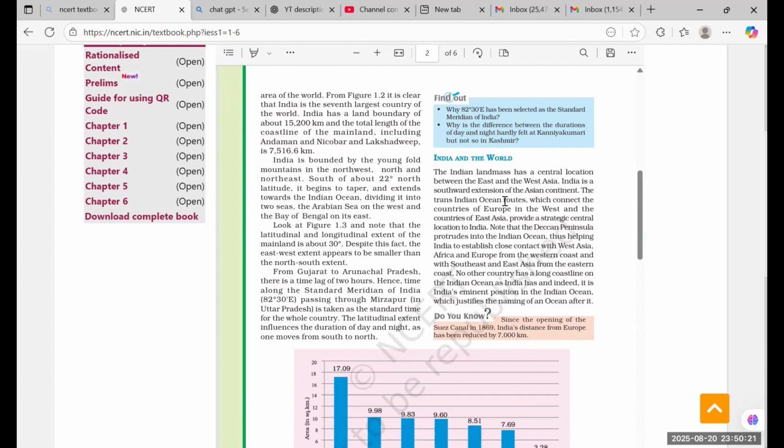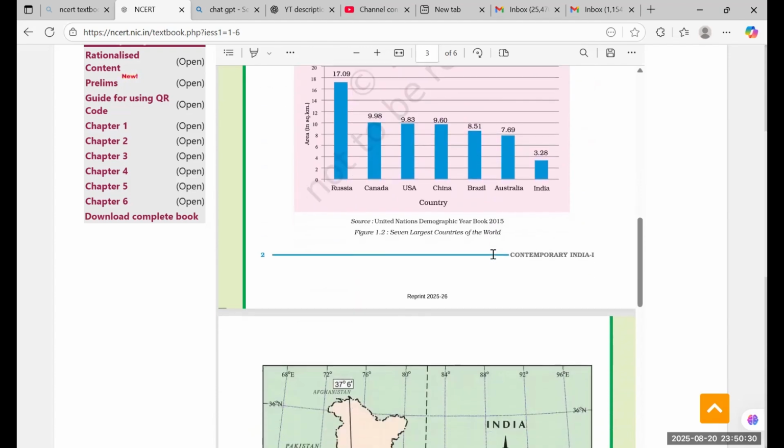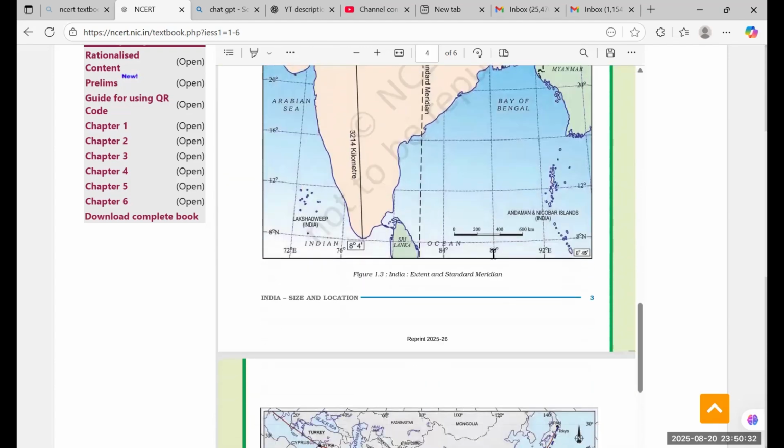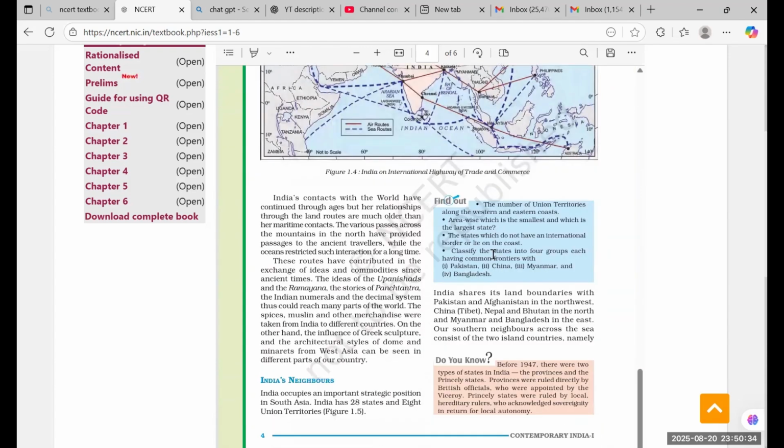We will be studying in the further paragraphs how different commodities have been reaching the rest of the world. So coming to the next topic, let's see.